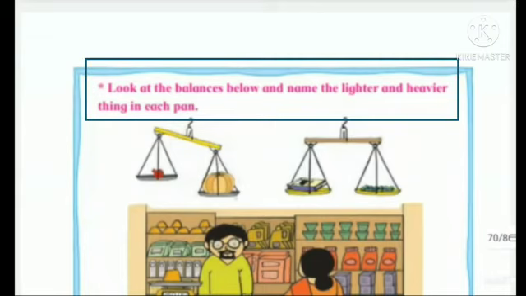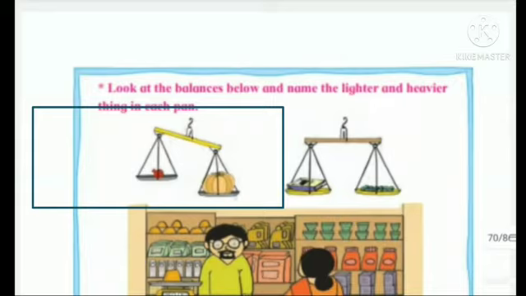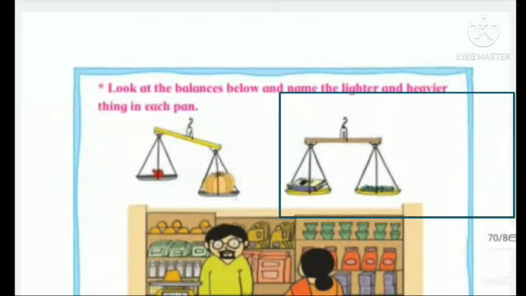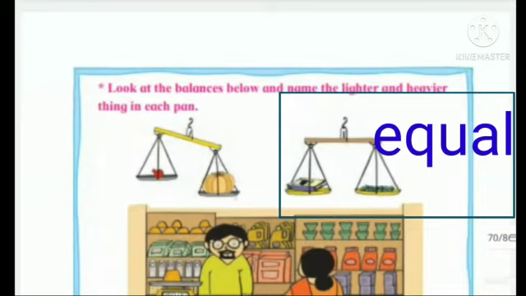Look at the balances below and name the lighter and heavier thing in each pan. We have to look at the balances below. Two balances are given over there and we have to look at that picture and write the lighter and heavier object. So in the first picture over here, this is the lighter object and this is the heavier object. And in the second picture, the balance is equal. So no lighter, no heavier. It is equal. So we will write over here equal.